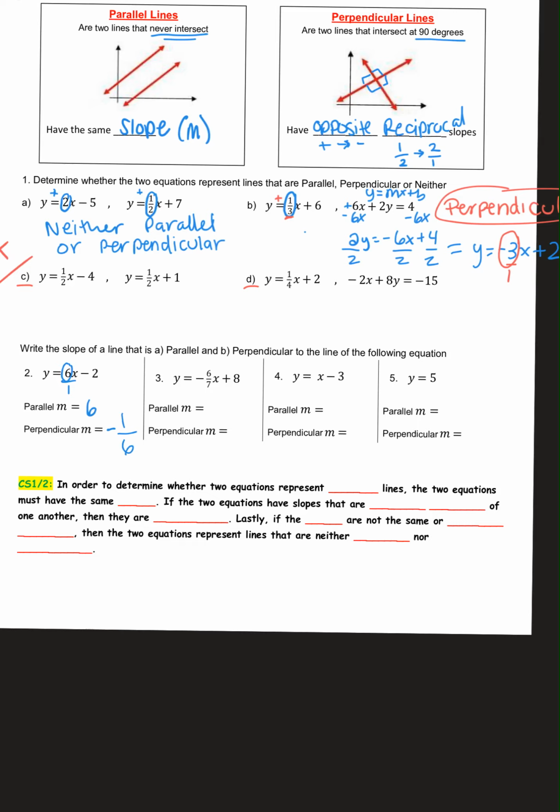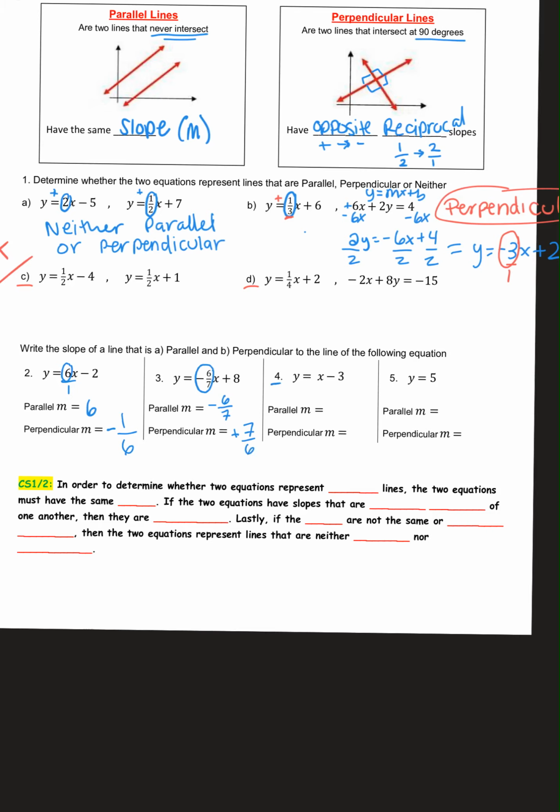All right, let's do 3. Number 3, a line parallel to negative 6 over 7 would have the same, so negative 6 over 7. And for it to be perpendicular, instead of it being negative, it would be positive, and it would be 7 over 6.